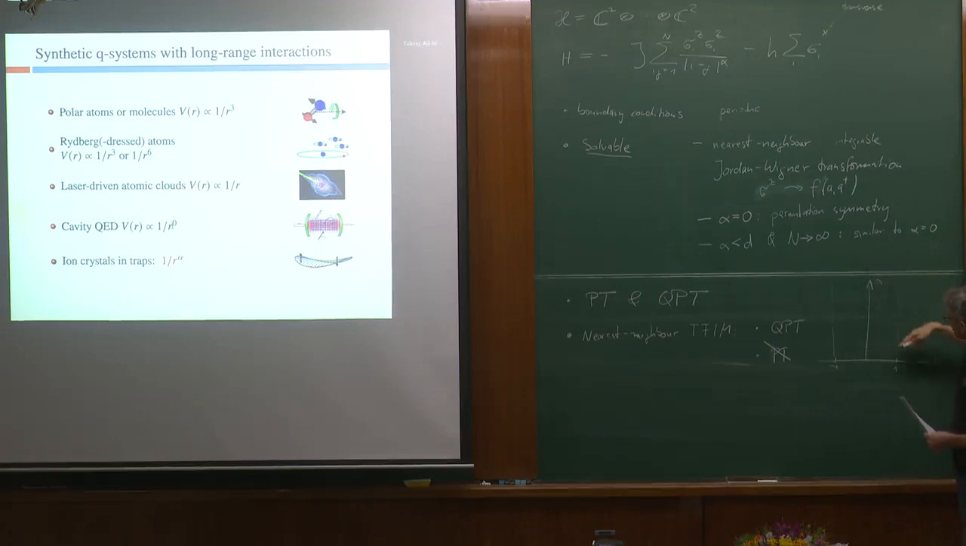So what I told you just now, for the nearest neighbor model, the phase transition happens at -1 and 1. But by making alpha smaller, this value will change in some way, and there's no exact result known for that. But this has been computed by approximate methods, and the critical field at which the quantum phase transition happens gets larger with decreasing alpha.